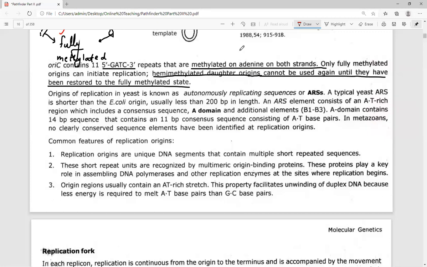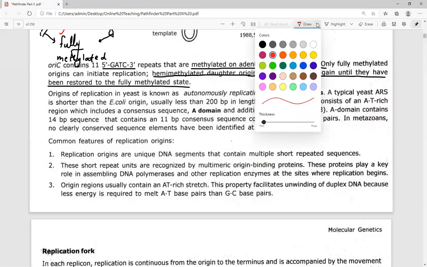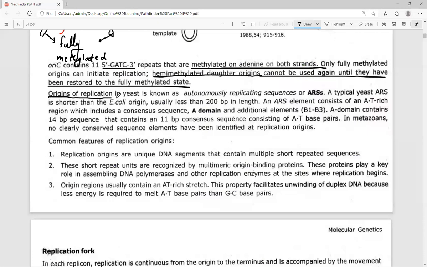the origins of replication used in the case of yeast are referred to as autonomously replicating sequences. They are also referred to as ARS sequences. A typical autonomously replicating sequence is usually less than 200 base pair in length. That means they're quite small.